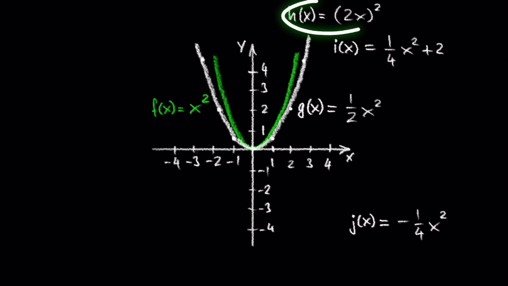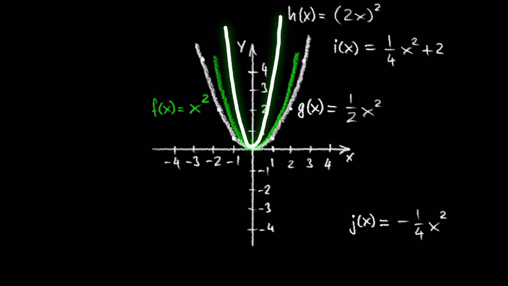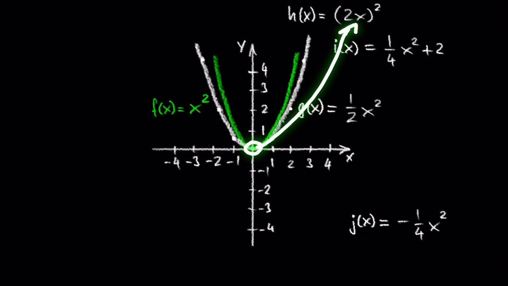How can we sketch h of x equals 2x in parentheses squared? Recall that a number greater than 1 in front of the x stretches the graph. So h of x is going to look something like this. We are going to plug in some x values to see what corresponding y values we get. 2 times 0 is 0 and 0 squared is 0. 0.5 times 2 is 1 and 1 squared is 1. 2 times 1 is 2 and 2 squared is 4.